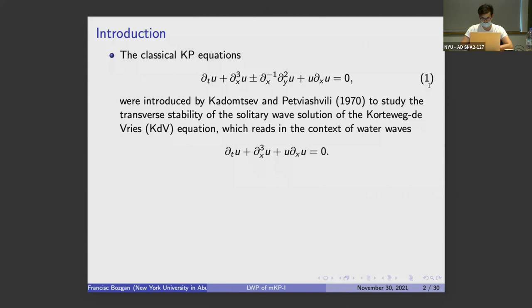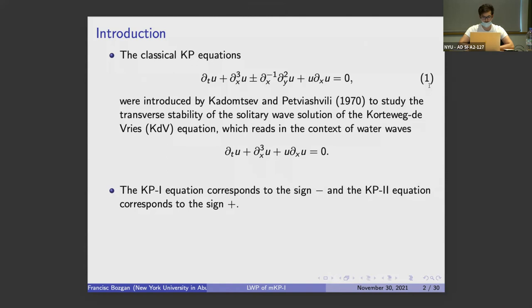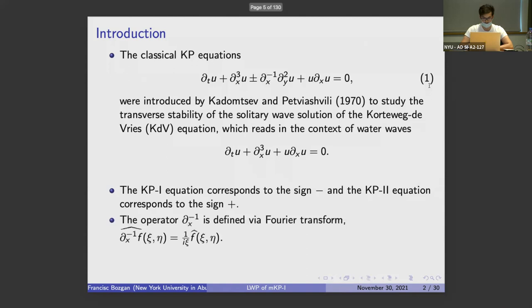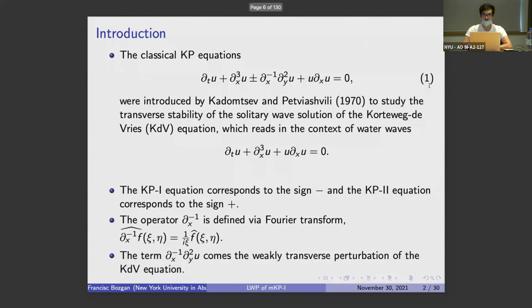There are two corresponding KP equations. The KP1 corresponds to the sign minus, and the KP2 corresponds to the sign plus. The inverse derivative operator is defined via the Fourier transform with Fourier multiplier 1 over i xi. As I told you, we will call that the KP term, the inverse x derivative of the two y derivatives. This comes from the weakly transverse perturbation of the KdV.